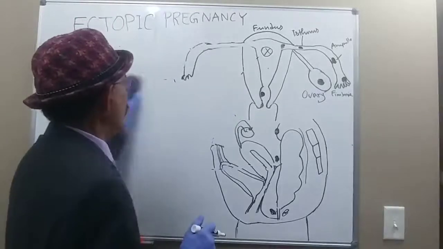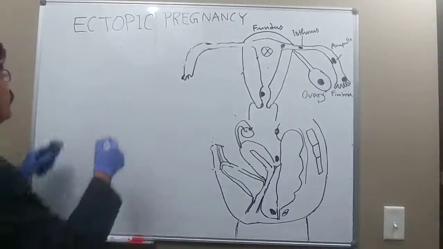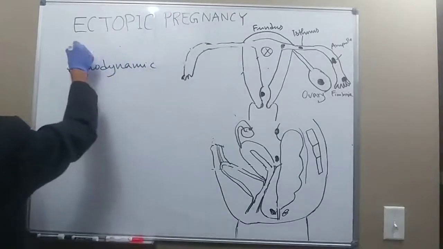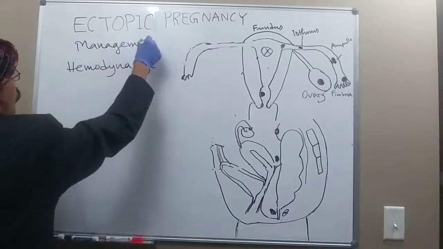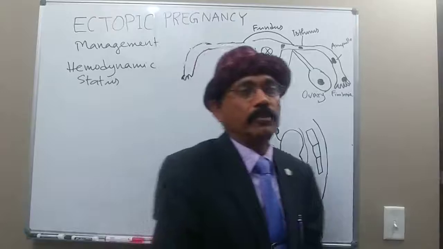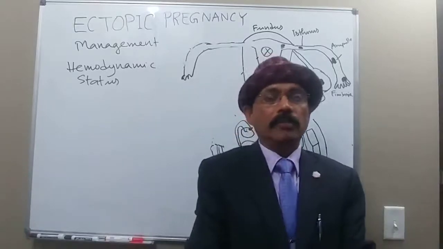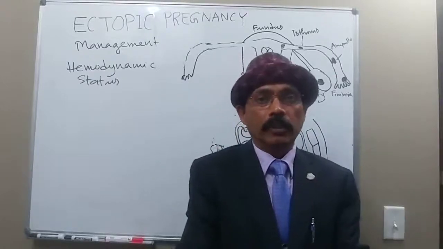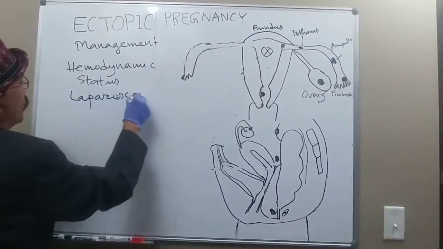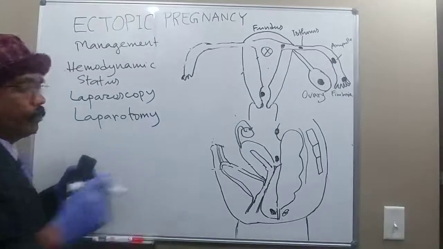Management should be given by the registered physician or the licensed obstetrician gynecologist, but we have to know what is going on there. In management, we must look at the hemodynamic status. We must stabilize the patient first. If the patient is hemodynamically stable, he may go through laparoscopic management. If unstable, we must manage the patient and we may do laparotomy. That means a surgical opening of the abdomen.